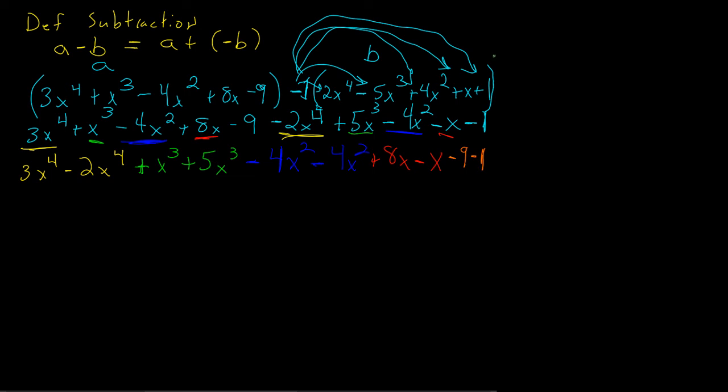So let's focus on the first term. 3x to the fourth minus 2x to the fourth is one of them. 1x cubed and 5x cubed is 6 of them. Minus 4x squared and minus 4x squared is -8 of them. 8x minus 1x is 7 of them. And then -9 minus 1 is -10.